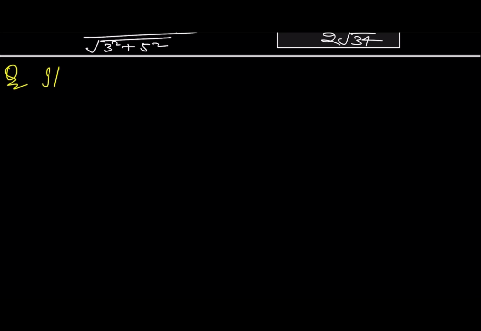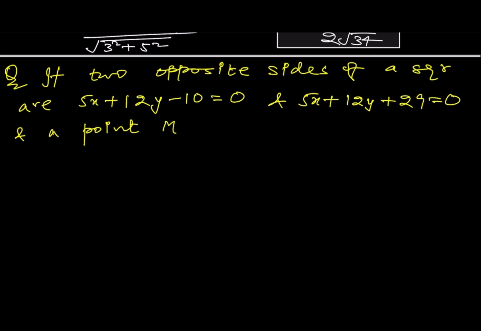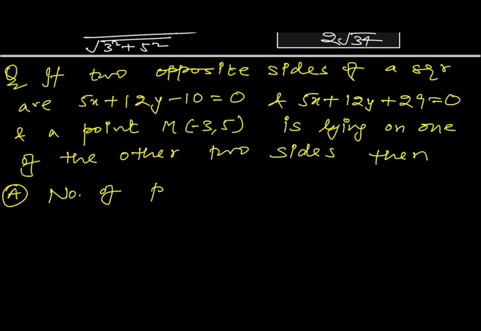Question is, if two opposite sides of a square are 5x plus 12y minus 10 is equal to 0 and 5x plus 12y plus 29 is equal to 0, and a point m minus 3 comma 5 is lying on one of the other two sides, then first, number of possible squares is equal to question mark.